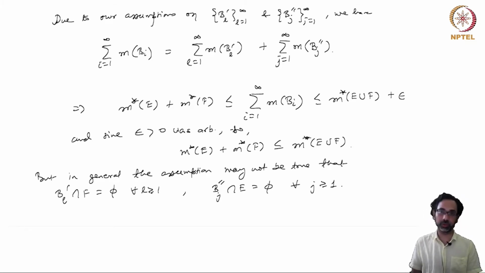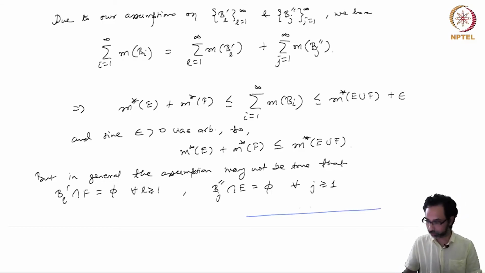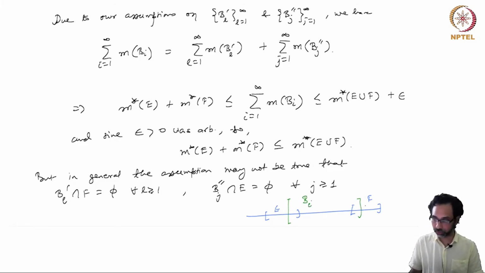So this may not be true because, for example, if you have two sets E and F, there could be one box Bi which intersects both, and so our assumption will be invalid because this set will neither belong to any of the Bl primes nor will it belong to any of the Bj double primes. So this will violate our assumption. So this set violates this assumption.